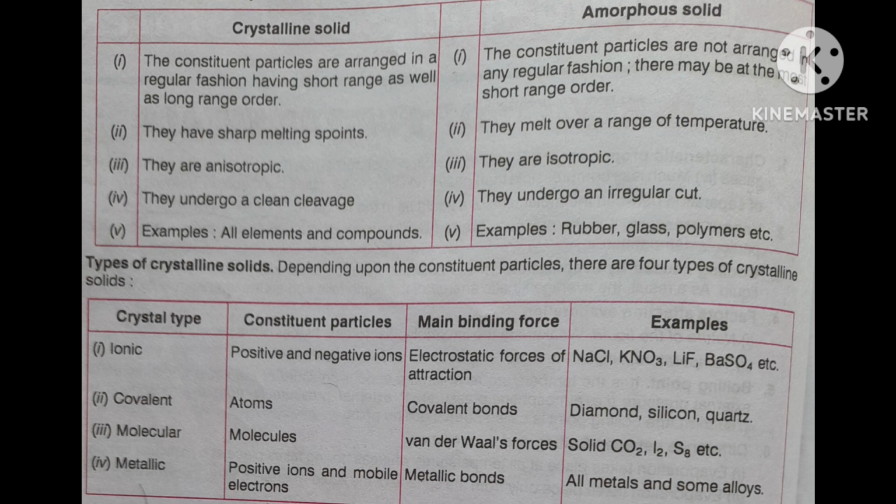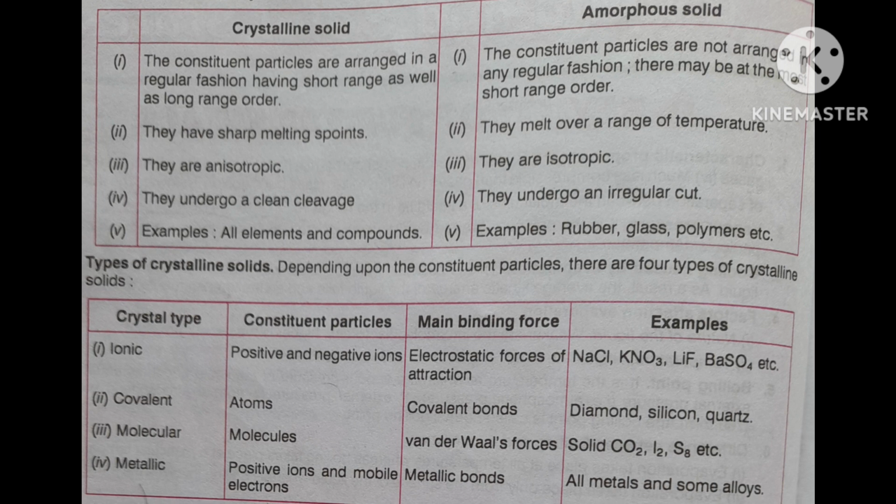Covalent solid. Here, what are the constituent particles? Here there is no positive ion, no negative ion. Then what is this? Atoms. Here the constituent particles are atoms. Atoms are the constituent particles of covalent solid.